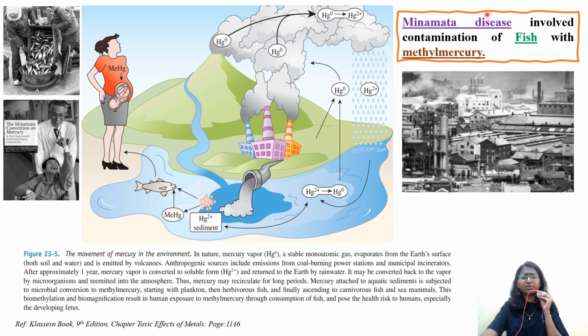So an important thing that you have to remember: Minamata disease, the form which is caused is methyl mercury, not inorganic mercury. In your options you will find this one. Okay, and this is also important: biomethylation, biomagnification. I'm telling you in terms of the exam point of view what you need to remember.